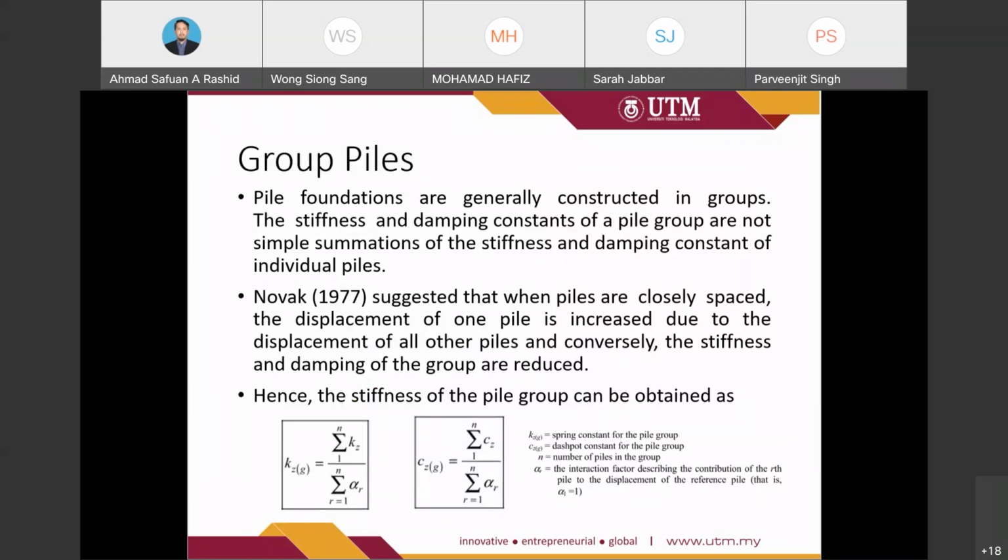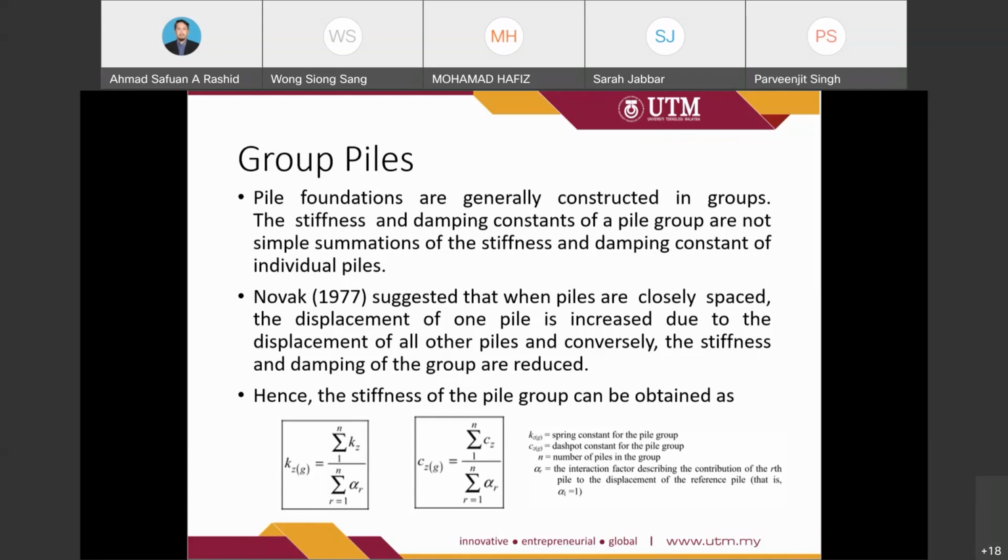Pile foundations, so this is for group piles. Pile foundations are generally constructed in groups. The stiffness and the damping, which are the KZ and the CZ, of a pile group are not a simple summation of the stiffness and damping constants of individual piles. So Novak suggested that when piles are closely spaced, the displacement of one pile is increased due to the displacement of all other piles, and conversely, the stiffness and damping of the group are reduced.